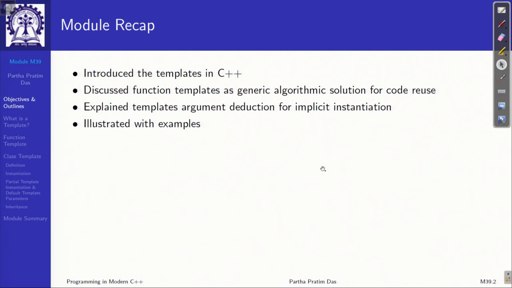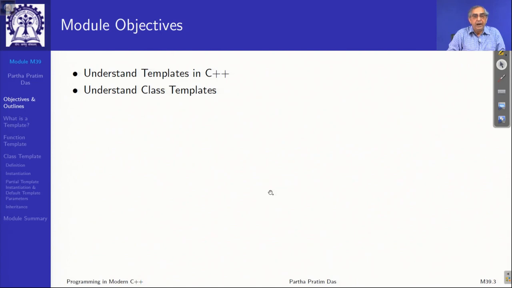In the last module, we introduced templates in C++, the backbone of generic programming, metaprogramming or generative programming, and discussed function templates as general algorithmic solutions for code reuse. Explained templates with deduction for implicit instantiation, illustrated with examples. We will continue with that and understand what is a class template.